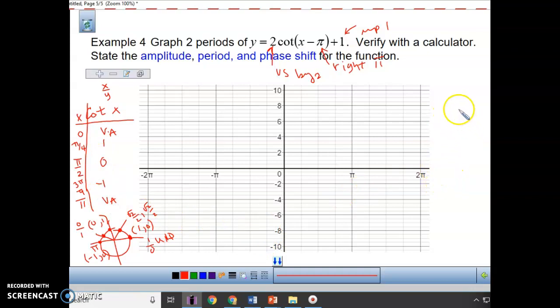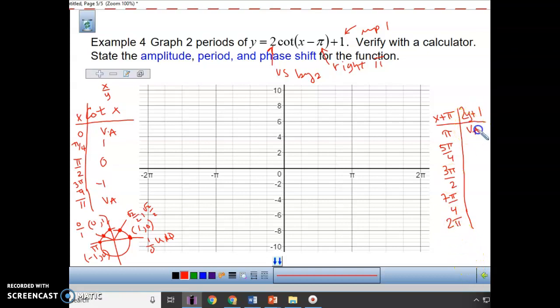Okay, so now to create these transformations and make them work, to go right pi, I need to add pi to my x. To go up 1, I'll add 1 to my y, and to vertically stretch it by 2, I'll double all of my y values. Okay, so I'll start doing that for this one. Pi over 4 plus pi is 5 pi over 4. Pi over 2 plus pi is 3 pi over 2. 3 pi over 4 plus pi is 7 pi over 4. And pi plus pi is 2 pi.